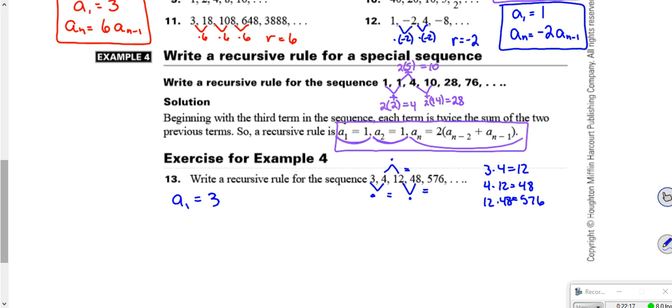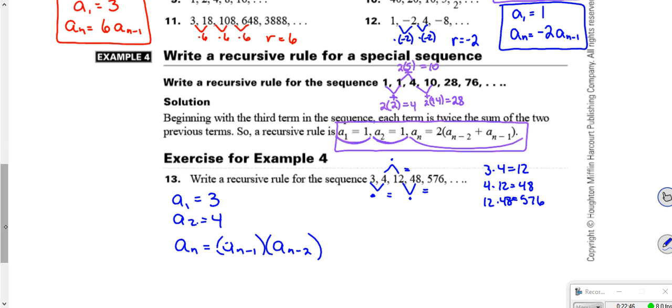So a sub 1 is 3 and a sub 2 is 4. Now, you could technically say a sub 0 is 3 and a sub 1 is 4. I don't care as long as you start at a logical spot. Then we need our recursive rule. So our recursive rule says that a sub n is going to be a sub n-1 times a sub n-2.